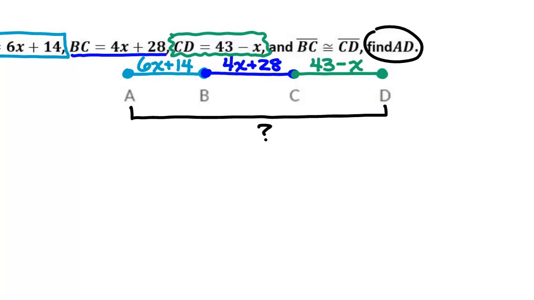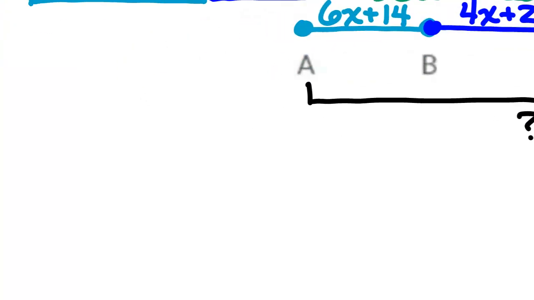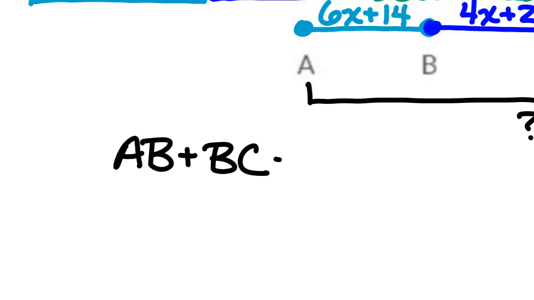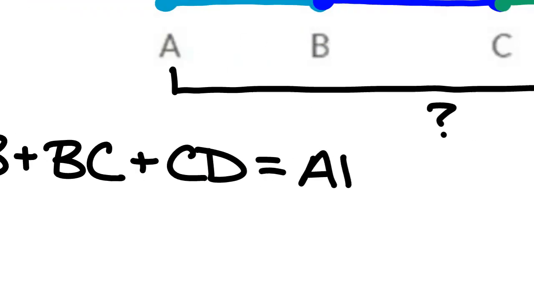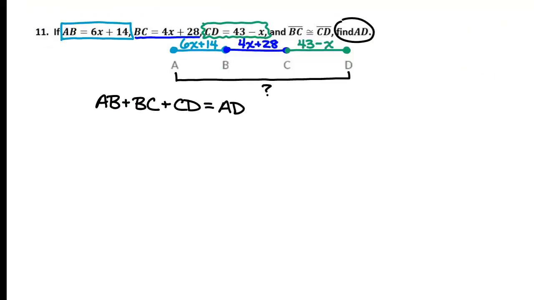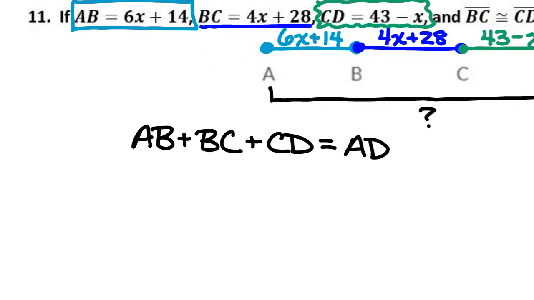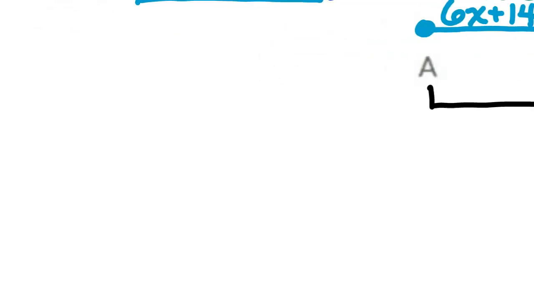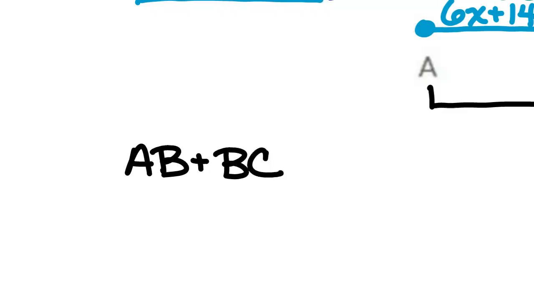Help me write segment addition postulate for this. What are the smaller segments that I would put together to get that big segment? AB plus BC plus CD equals AD. Do we know how big any of those are yet? No. I have expressions for 3 of them, but I don't actually know how big they are. Did they give us any other useful information?